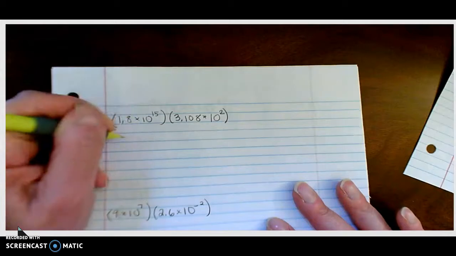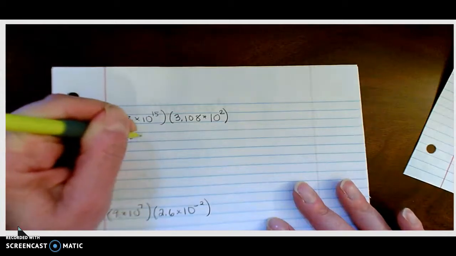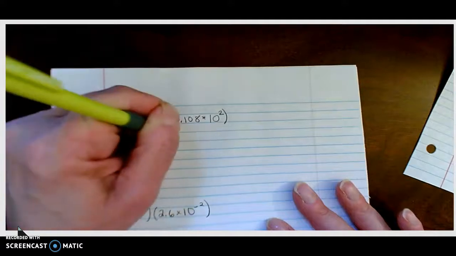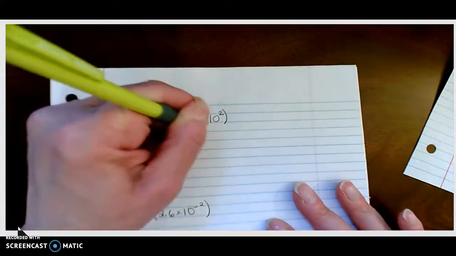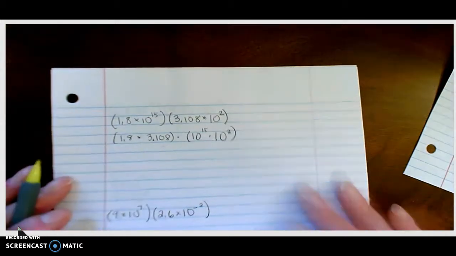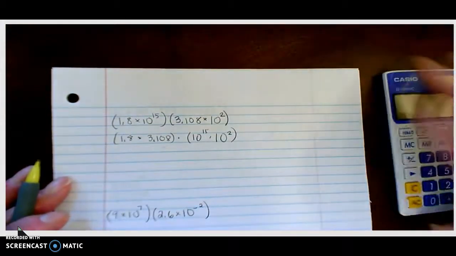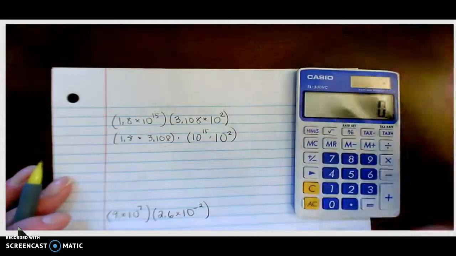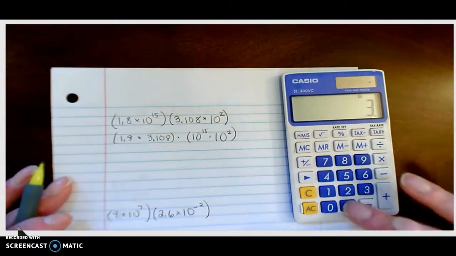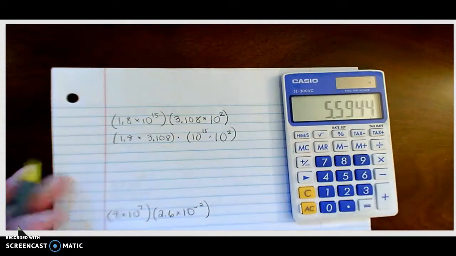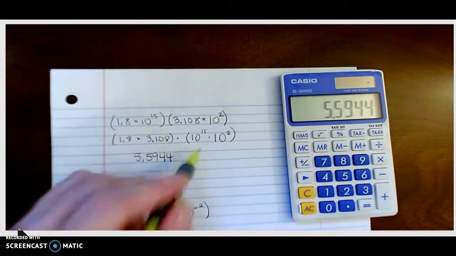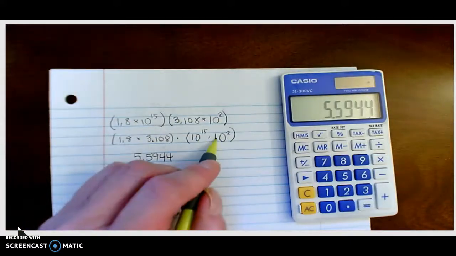So what I'm going to do is rearrange it in a much more convenient fashion. This is the same thing as 1.8 times 3.108 times 10 to the 15th times 10 squared. So I'm going to multiply these two coefficients together. I'm just going to use my basic calculator here. 1.8 times 3.108 gives us 5.5944. And then I'm going to multiply these two powers of 10.